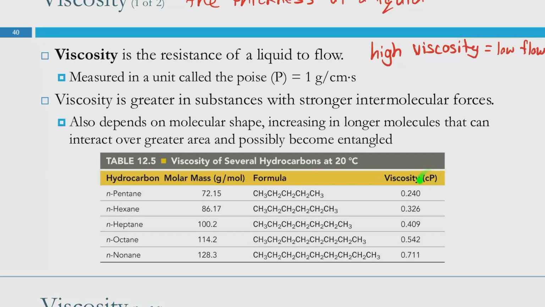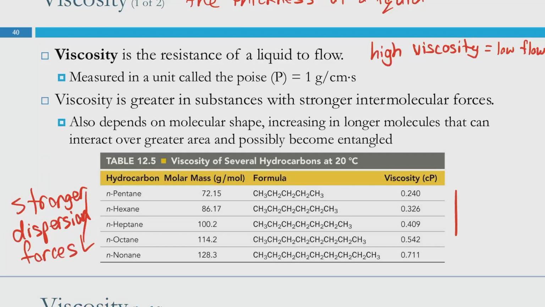And the viscosity is higher, centipoise, that's our unit there, higher centipoise or higher viscosity, along with the larger hydrocarbons. So we would expect stronger dispersion forces as we increase our chain length for our hydrocarbons, and correspondingly higher viscosity.